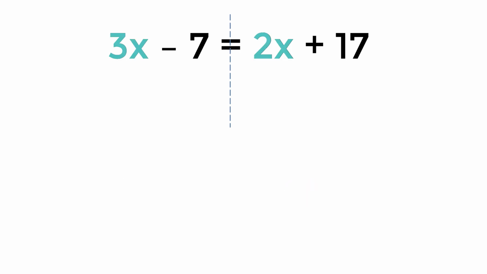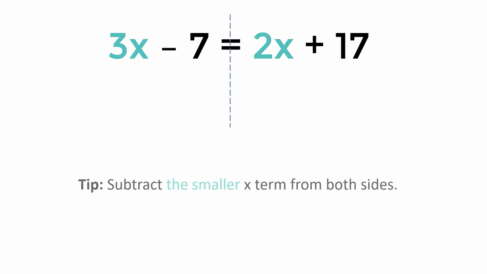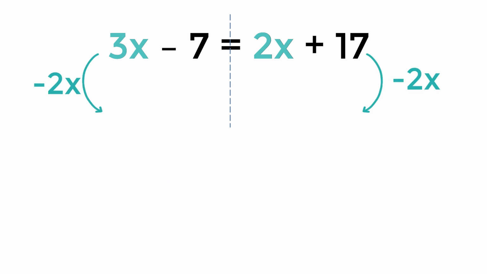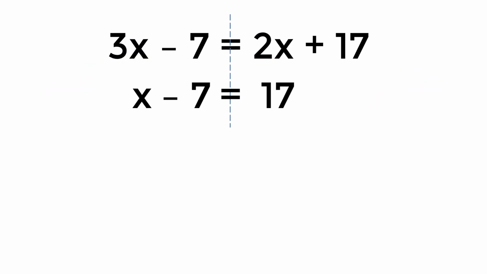Notice that x appears on both sides of the equation, so our first goal is to bring all the x terms to one side. To simplify, we subtract the smaller x term from both sides. Since 2x is smaller than 3x, we subtract 2x from both sides. 3x minus 2x gives us 1x. Notice that the minus 7 does not change because we are only combining the x terms. On the right, 2x minus 2x cancel out, leaving 17.